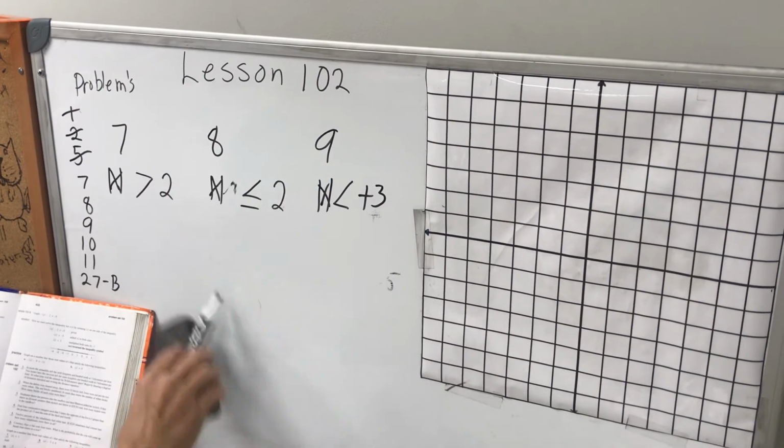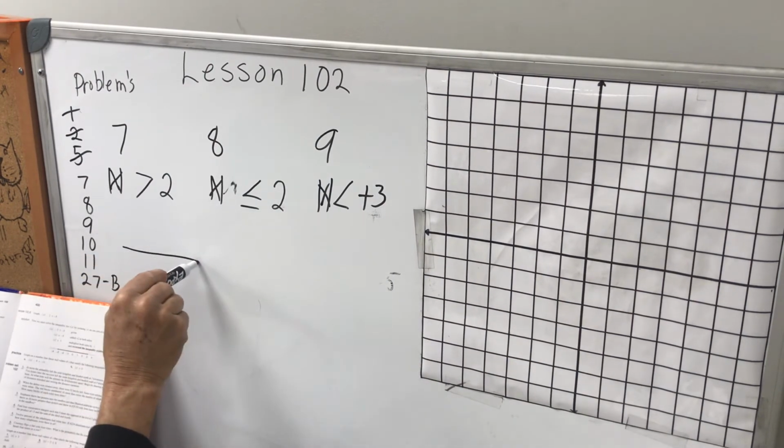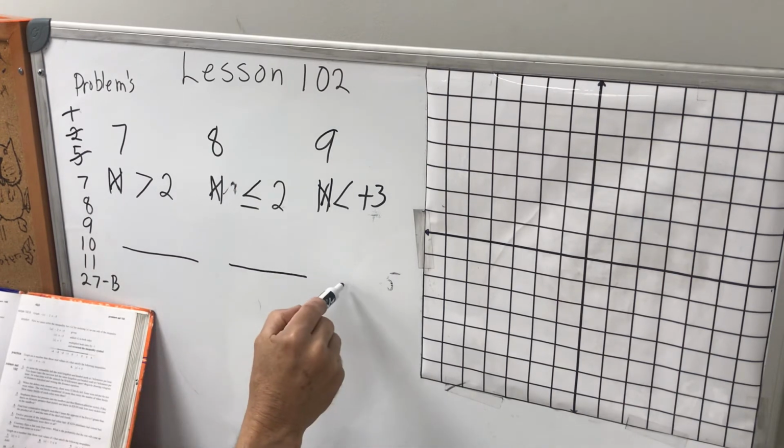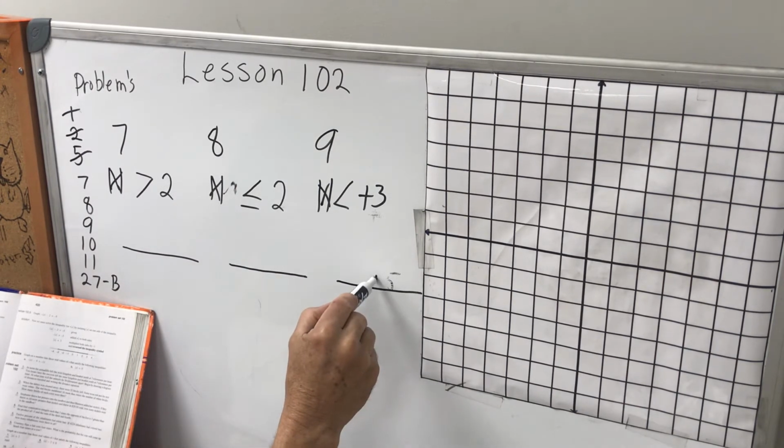Okay. Now we have these 3. So we have 3 number lines: 1, 2, and 3. It's going to take a little time.